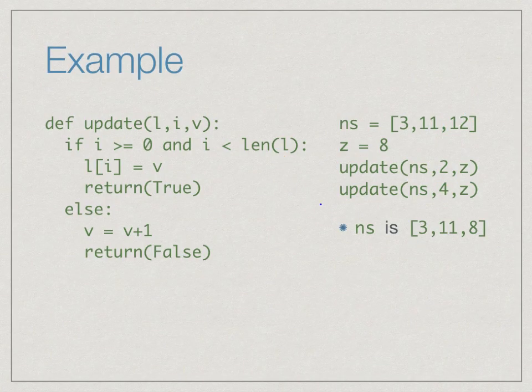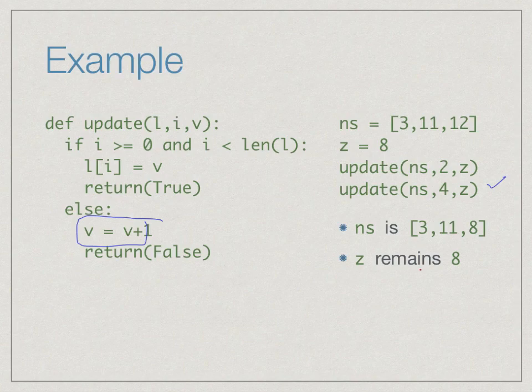So as you would expect, after executing these statements, because of this update succeeding, the value of z is copied into the list at position 2, and so we get the value 8 instead of the value 12 that we started with. On the other hand, if we execute this statement, then because this is an immutable value, the change in v inside the function doesn't affect z at all. So although v has been incremented from 8 to 9, z remains 8.